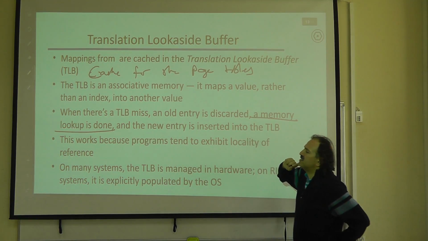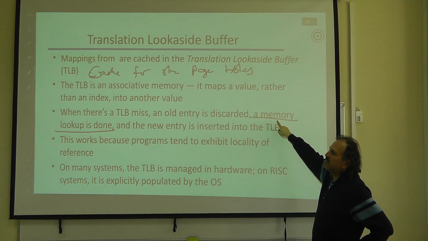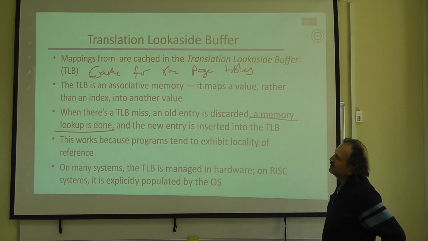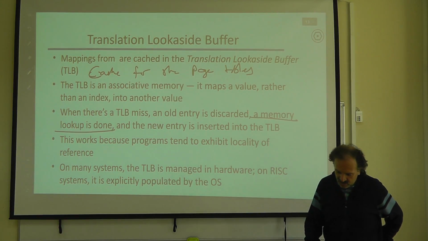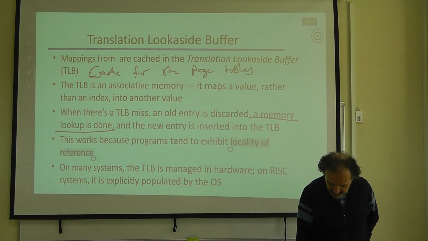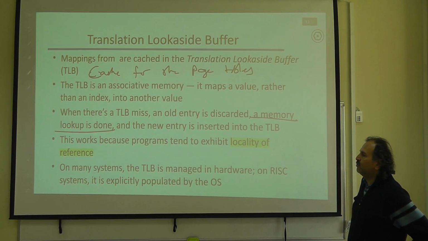But if I make a miss, that means that I need to look up that page number from the memory. That will be expensive, but that's okay because I am not doing this very, very often. Okay, this works because programs tend to exhibit locality of reference. You already know this, right? Locality of reference is the main principle for the cache, the idea of cache.